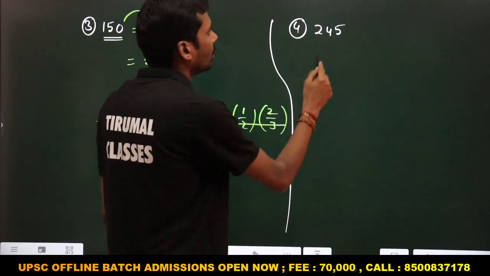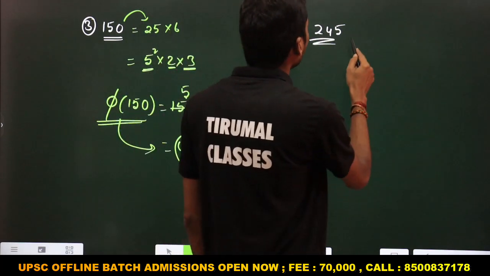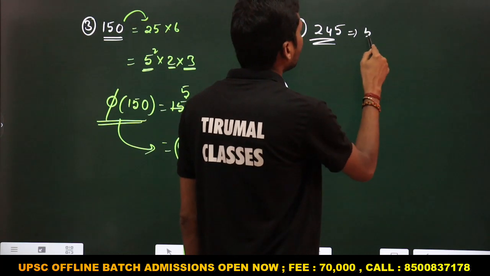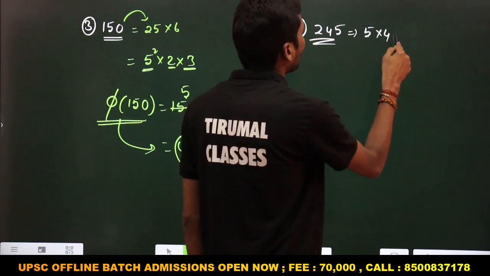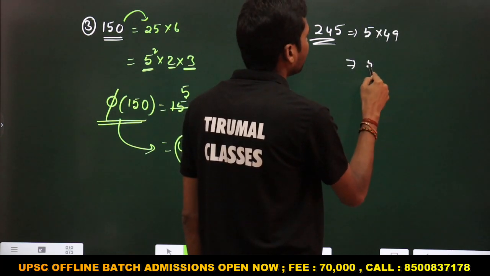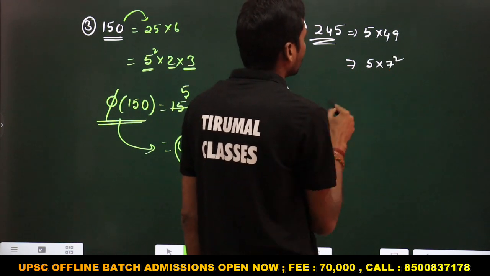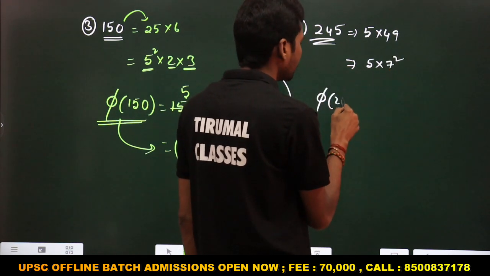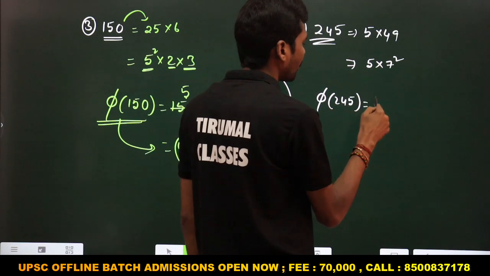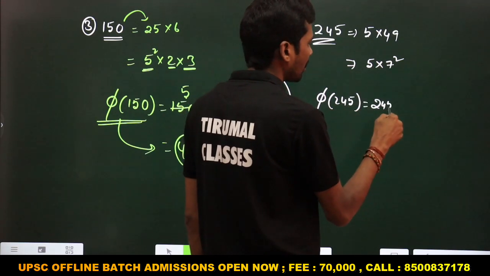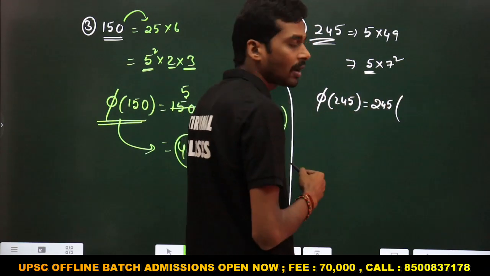See the next number, 245. So 245 means that, immediately I can say that it is 5 into 49, which is nothing but 5 into 7 square. So phi of 245 is equal to what? Phi of 245 is equal to the given number 245 into 1 minus 1 by 5.